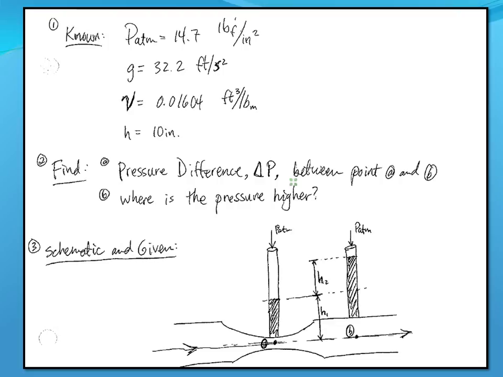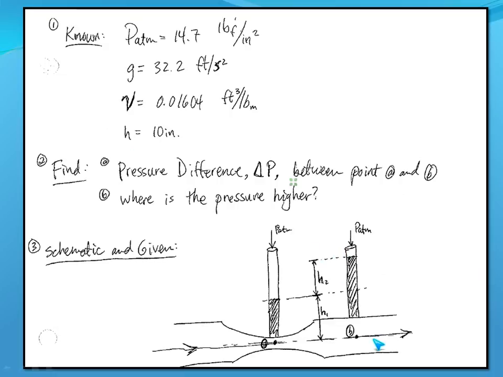So we were given the atmospheric pressure, 14.7 pound-force per inch squared. We were given the gravitational constant, 32.2 feet per second squared. We know the specific volume is 0.01604 feet cubed per pound mass. And we know that the height difference between the two columns is 10 inches, which is what we're calling H2. We're looking to calculate the pressure difference between point A and B, and then which location has the higher pressure.